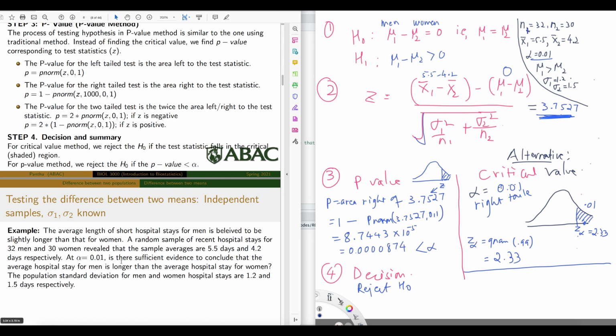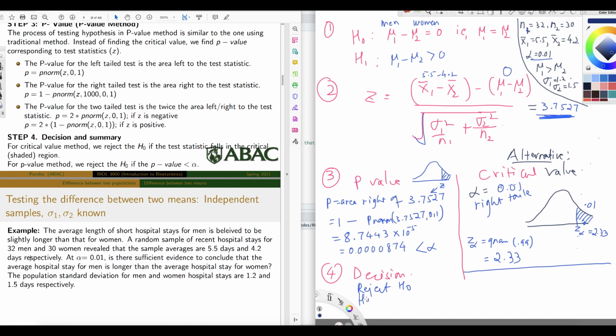So it says, with alpha equal to this, is there sufficient evidence to conclude that the average hospital stay for men is longer than the average hospital stay of women? We rejected, right? We rejected means we supported that. Okay, so I am basically supporting this, right?